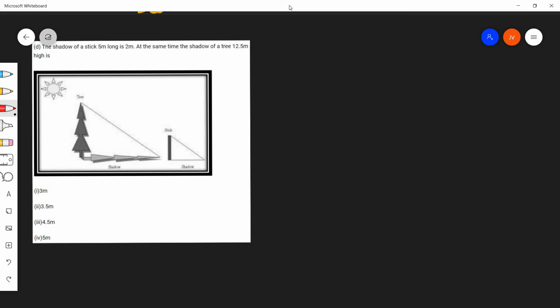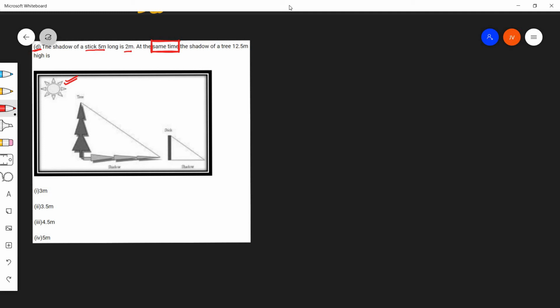Let us answer the D bit of the case study. The question: the shadow of a stick 5 meters long is 2 meters. At the same time, this phrase is very important. At the same time means about the sun's altitude. At a particular time of the day, sun rays make equal angles with the horizon, means ground, with respect to objects. So at the same time, the shadow of a tree 12.5 meters high is what we have to find.